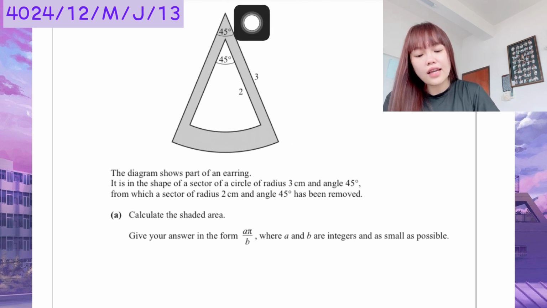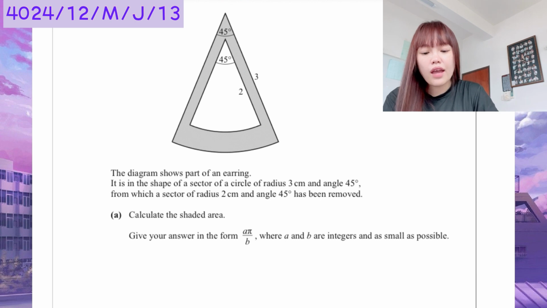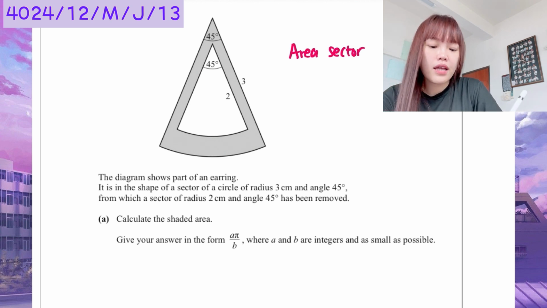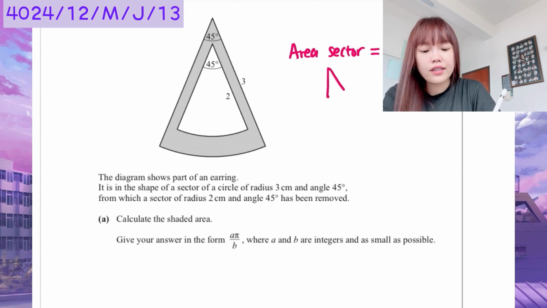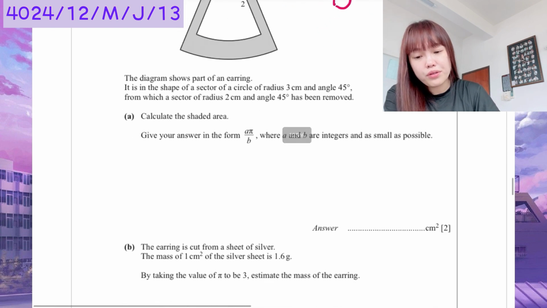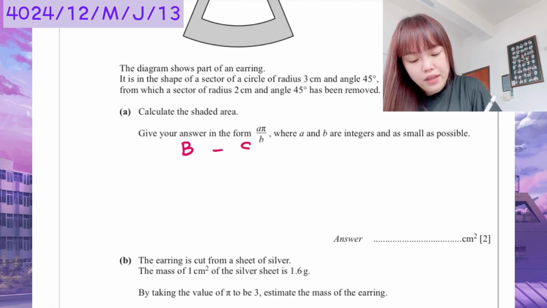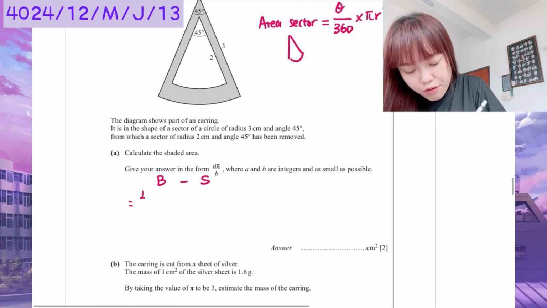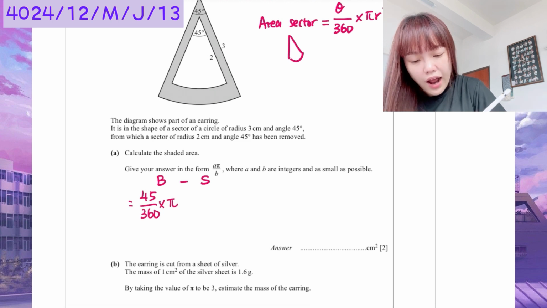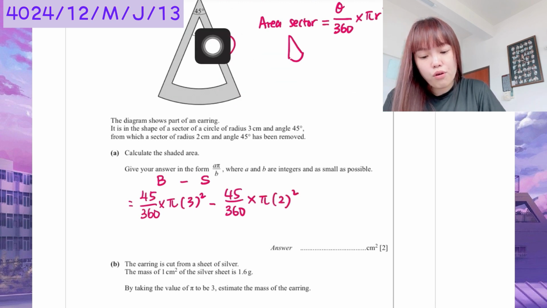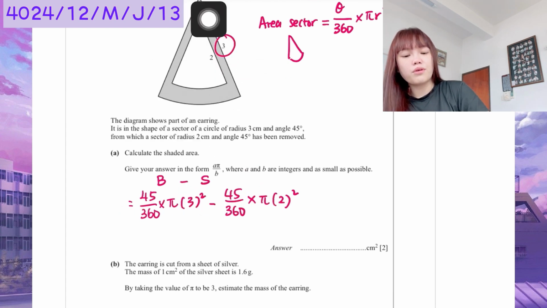We need to find the big sector area minus the small sector area. Area of a sector, the big one minus the small one. And the thing that you need to know here is area of sector is angle theta divided by 360 times pi r squared. This is area of sector. Sector is this shape, like that. So we use the big sector area minus the small sector area. The big sector area will be 45 over 360 times pi r squared. The r for the big one is 3. Minus the small one, the angle also 45, times pi, your radius for the small one is 2. So when the big sector, we minus the small sector, we will get the shaded region.